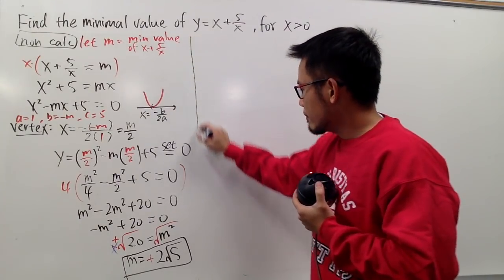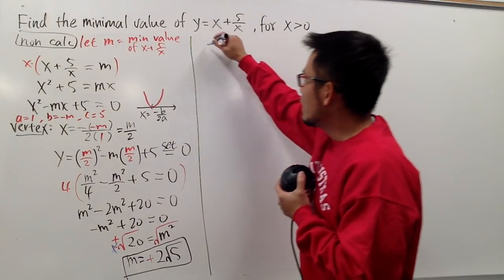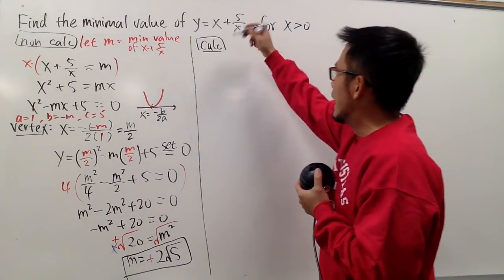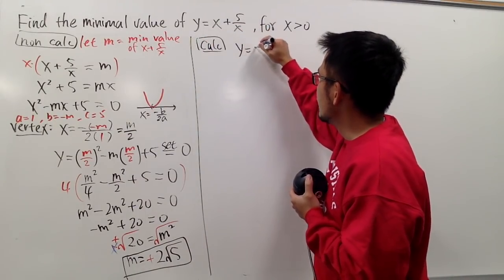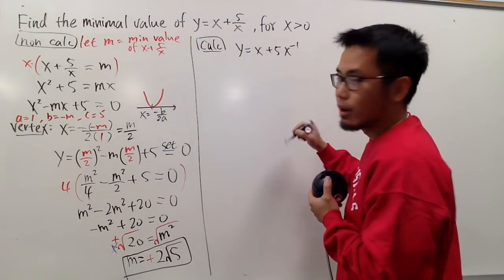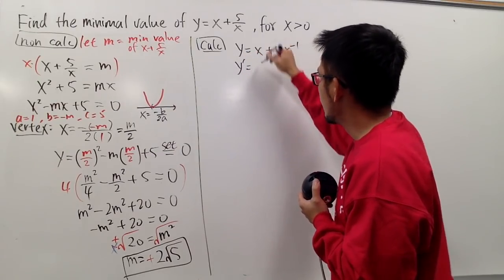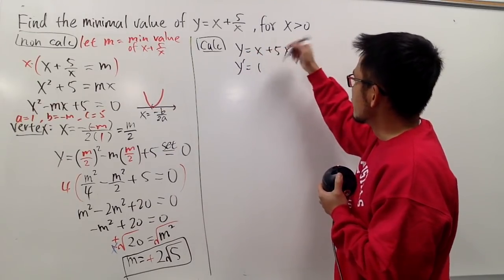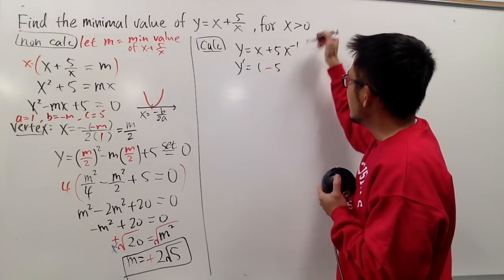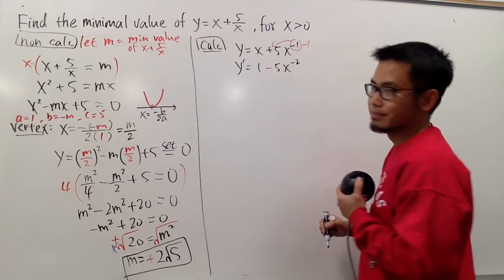Now, I know this is the moment that we have been waiting for. Here is the calculus solution. I am going to write this down again. Y is equal to x plus 5 times x to the negative 1 power. And now let's talk about the derivative. So differentiate this, we get y prime is equal to 1, and then bring the power to the front, so we have negative 5, and subtract 1, right? This is the power rule. So we have x to the negative 2.